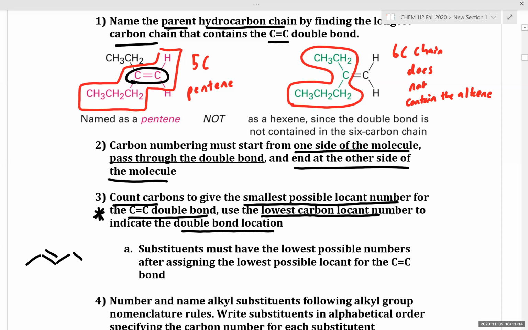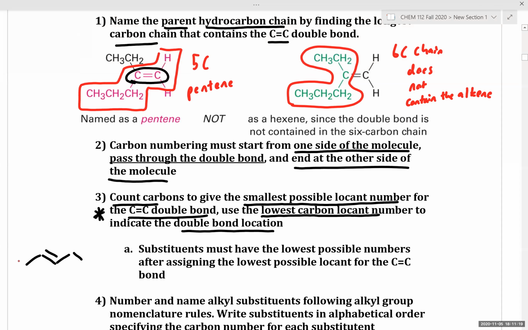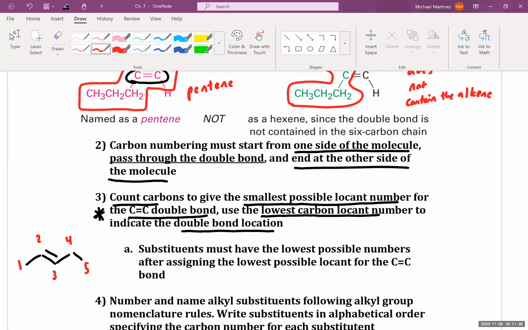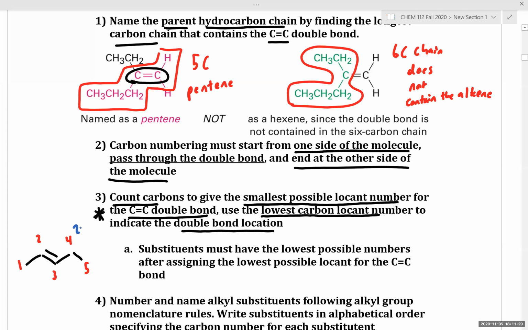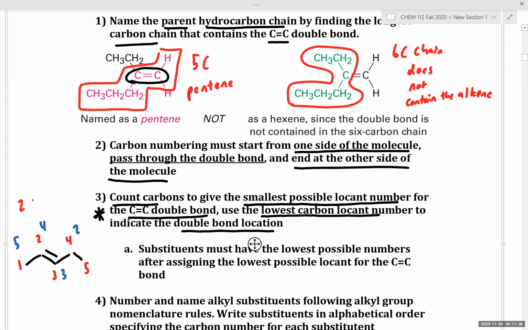So for example, if you have a structure like this, we're going to count in a way where we assign the smallest possible locant number to our alkene. Considering our two counting methods, the method that gives us the smallest locant number would be assigning the alkene as it starts at the 2 position. So this would be 2, 1, 2, 3, 4, 5. This would be 2-pentene.